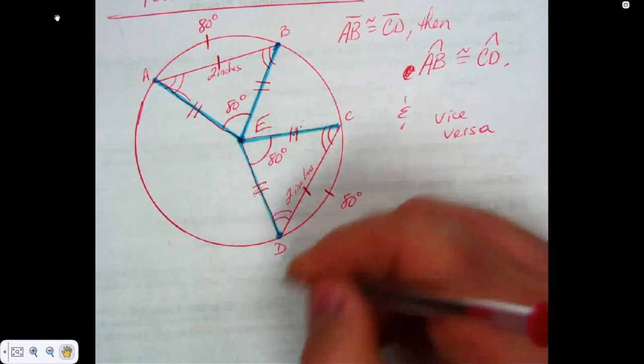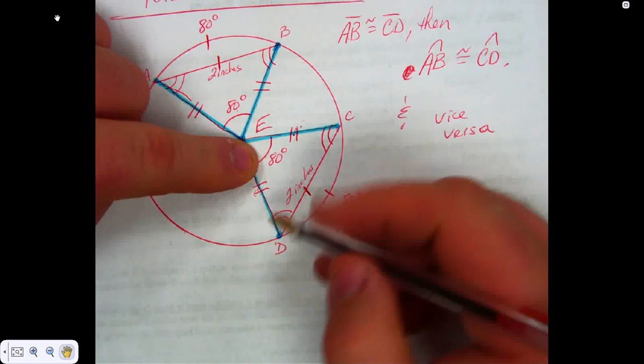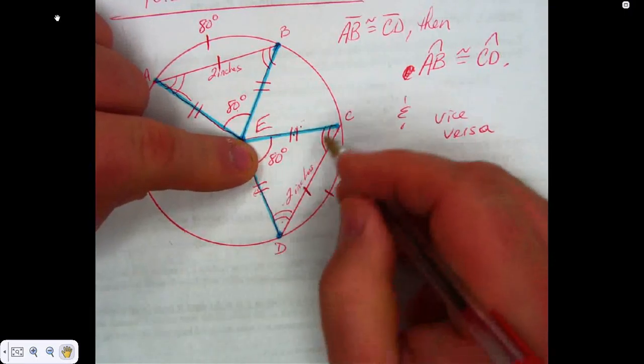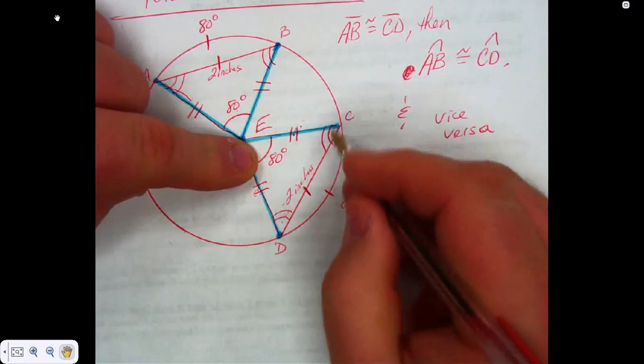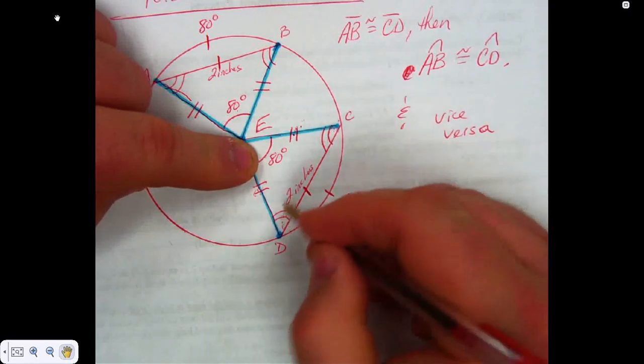Both of them. This uses up 80 of the what? 180. So for both of these, there's how many degrees left? 100. I see what you're saying. For both of these, there's 100 degrees left.